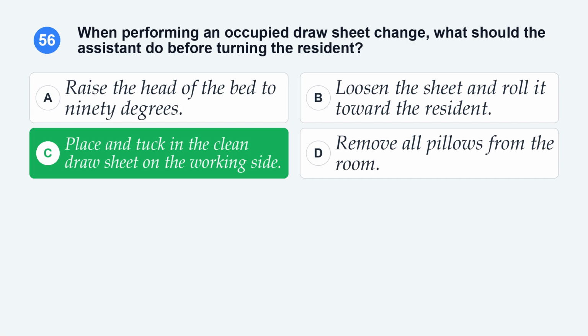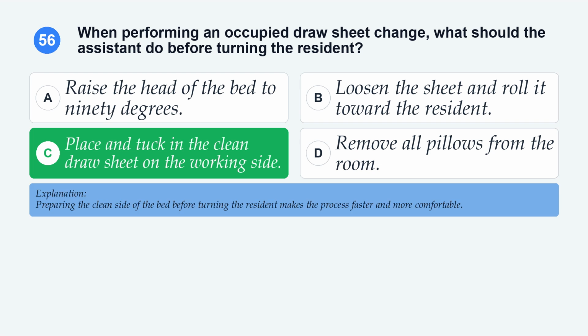The correct answer is option C. Place and tuck in the clean draw sheet on the working side. Explanation. Preparing the clean side of the bed before turning the resident makes the process faster and more comfortable.